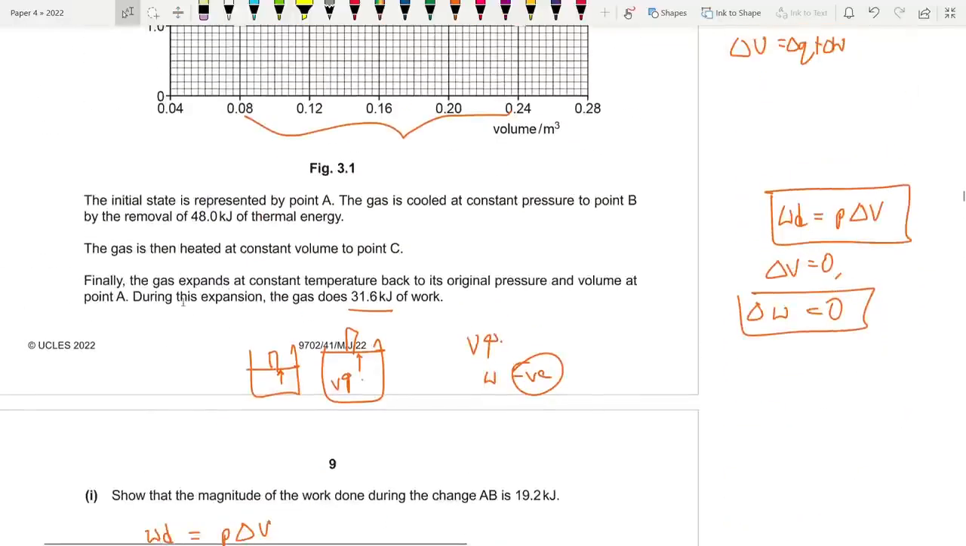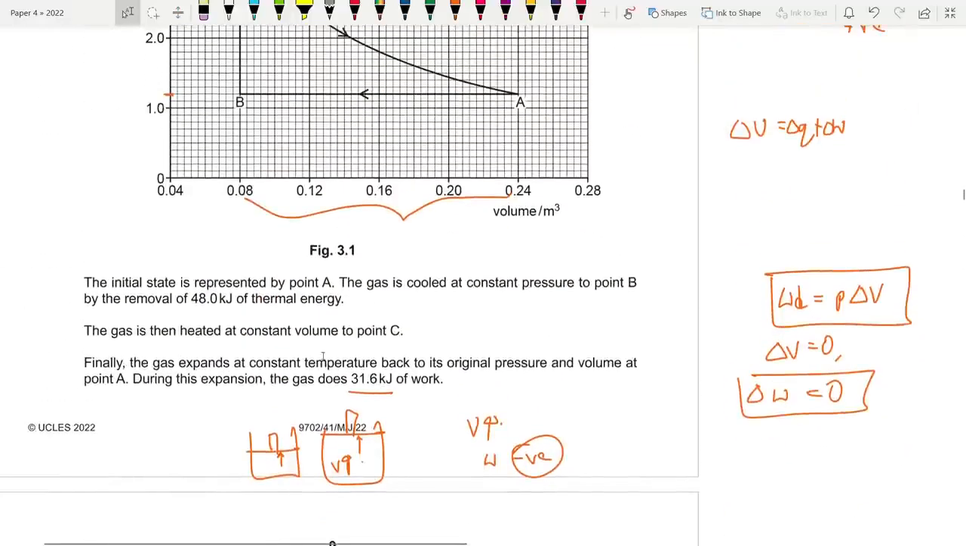Now what? At the end, finally the gas expands at constant temperature. Okay, so this is a key point. Back to its original pressure and volume at point A. During this expansion, the gas does 31.6 joules of work. So remember I taught you something? When volume remains constant, work done is zero.